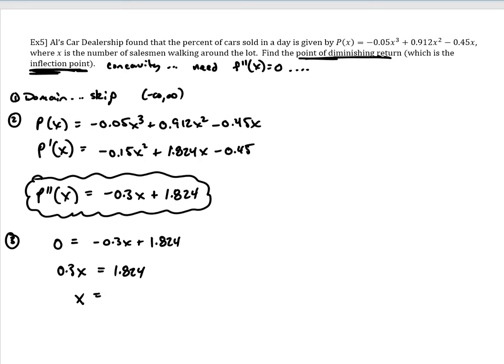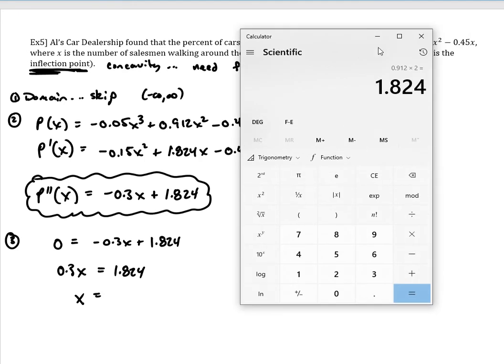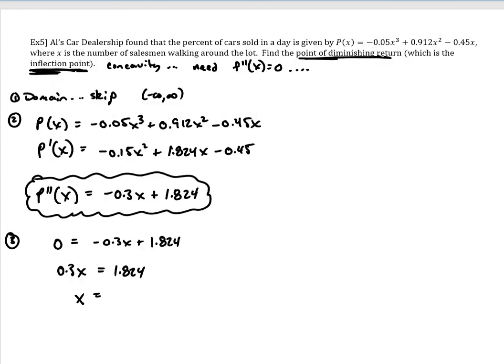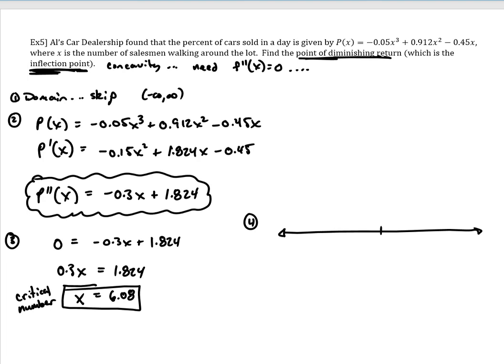And then we could do that division. I'm going to use my calculator. There it is, 1.824 divided by 0.3 gives us 6.08. Okay, so we got 6.08. All right, so that is our critical number. And this should be the answer, and we could probably skip a few steps to be done with it. But just to verify that I will have an inflection point, okay, so at 6.08.